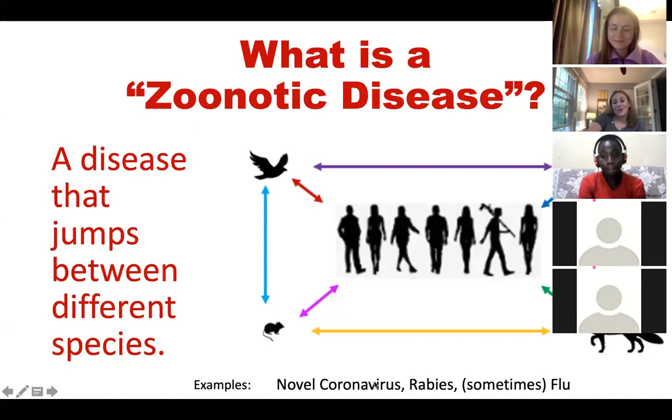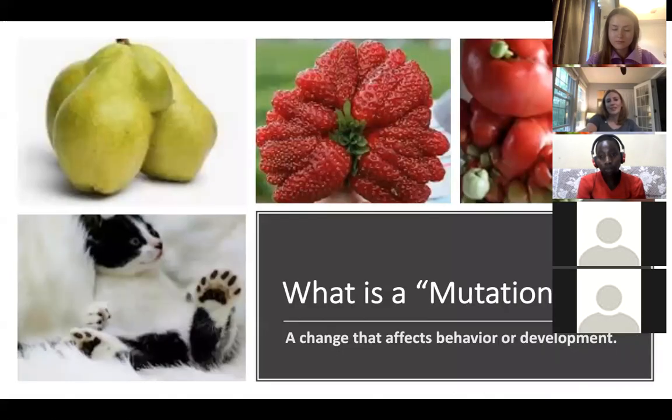The novel coronavirus, otherwise known as SARS-CoV-2, rabies, that I'm sure most of you have heard of before, and sometimes the flu virus, and bird flu, swine flu. The flu virus, otherwise known as influenza, can mutate a lot. It's really interesting scientifically, but also can present as a problem, and we're going to talk about that later. And when I said mutate a lot, what I mean by that is change a lot.